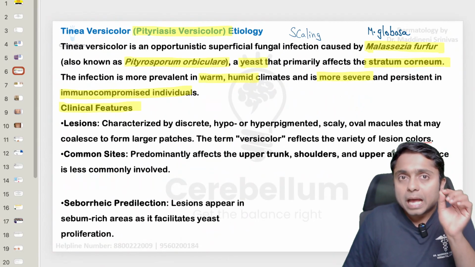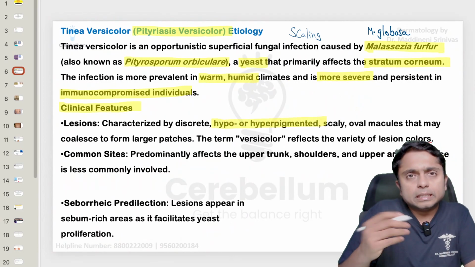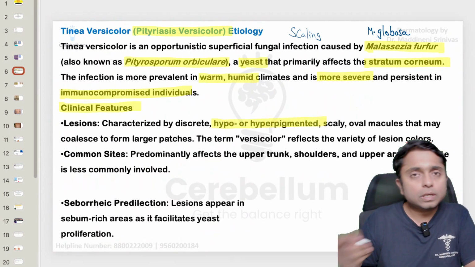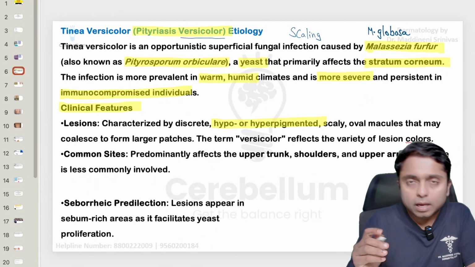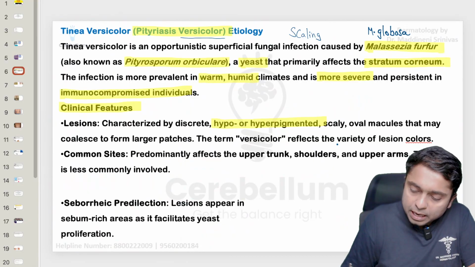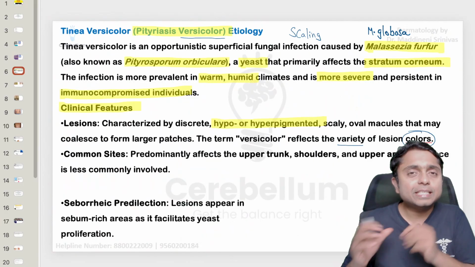So coming to the clinical features, remember students, the lesions in tinea versicolor or pityriasis versicolor are going to be hypo or hyperpigmented. So this is very crazy here. The lesions can be both hypo as well as hyperpigmented. That is the reason why this condition is called versicolor. Why? Because there is a variety or versatility of the colors which we can see on the skin surface.